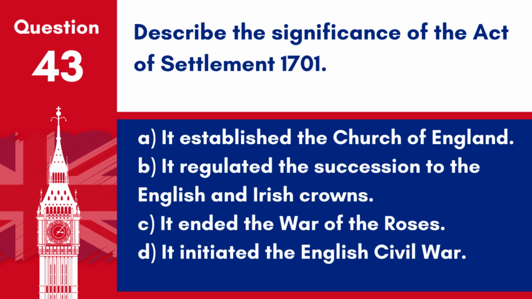Question 43. Describe the significance of the Act of Settlements 1701. A. It established the Church of England. B. It regulated the succession to the English and Irish crowns. C. It ended the War of the Roses. D. It initiated the English Civil War.